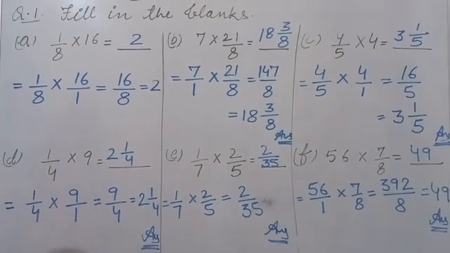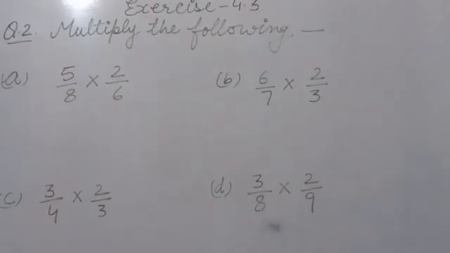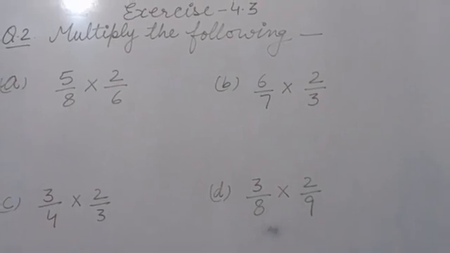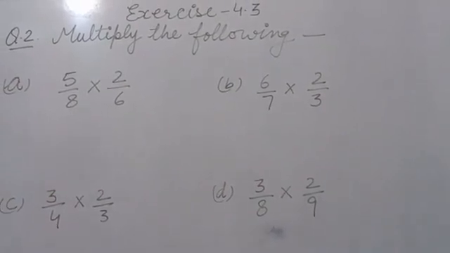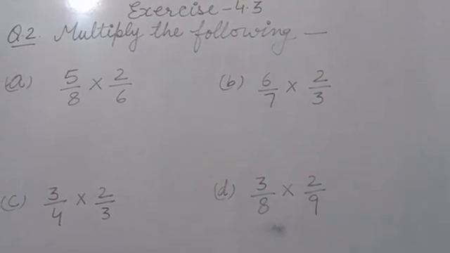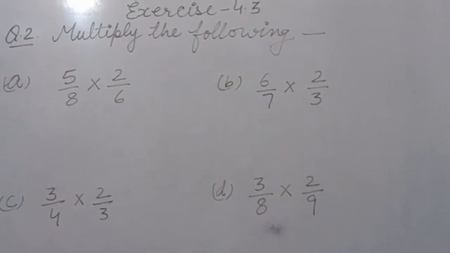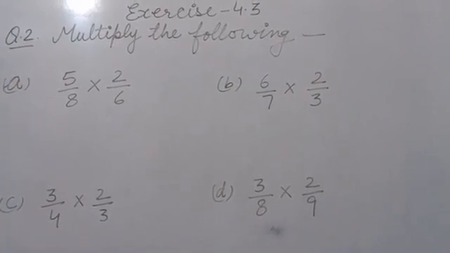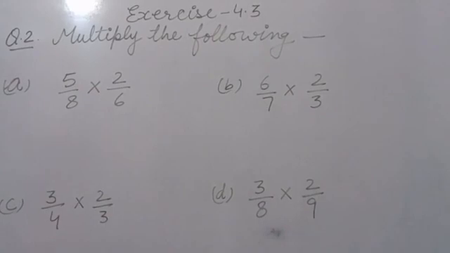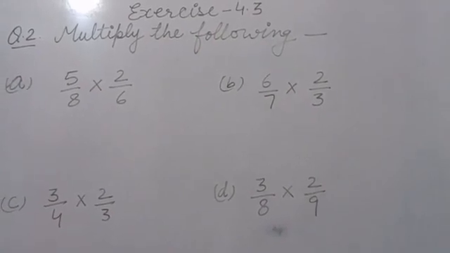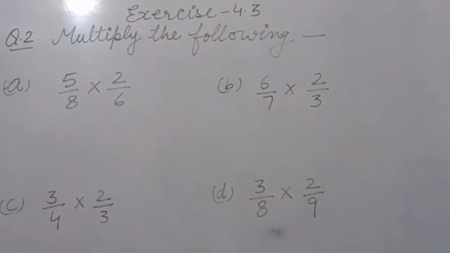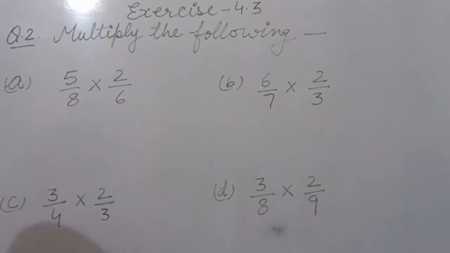Now we will do question number 2. Multiply the following. There is only multiply the following. It is not given to simplify or reduce in lowest terms. Nothing is there. So that means you should multiply numerator by numerator and denominator by denominator only, and that's your answer.